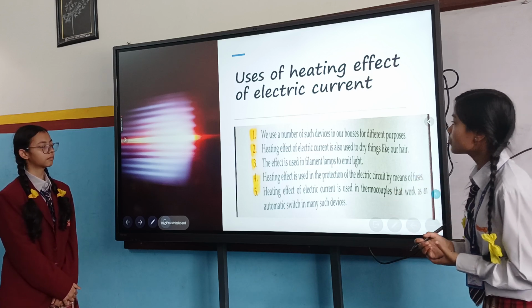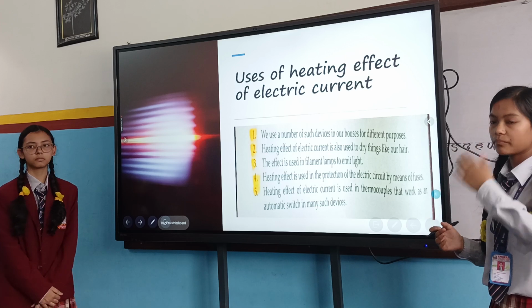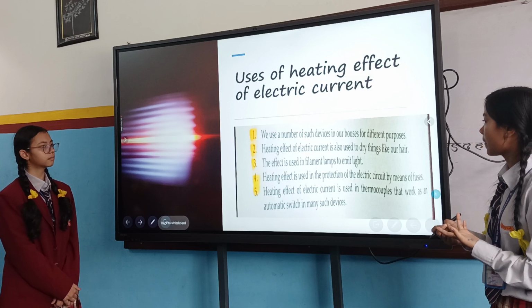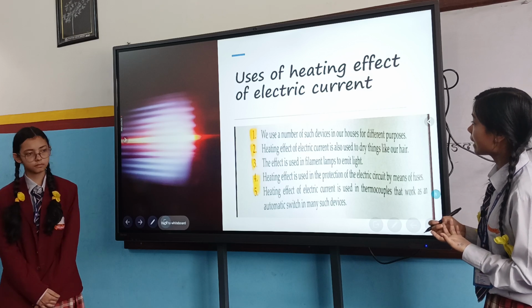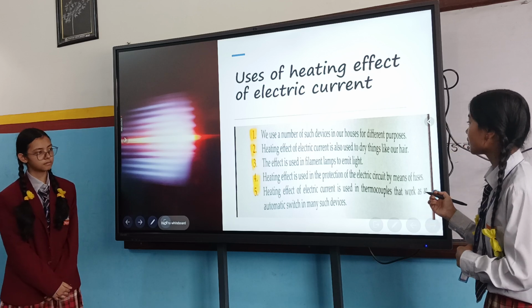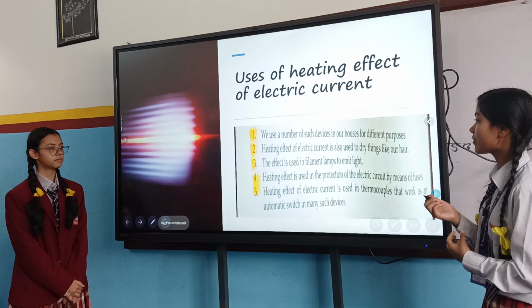Next are uses of the heating effect of electric current. We use a number of such devices in our house for different purposes, like pressure rice cookers, hair dryers or heaters in our daily life at home. The heating effect of electric current is also used to dry things like our hair. The hair dryer is also one example of this.